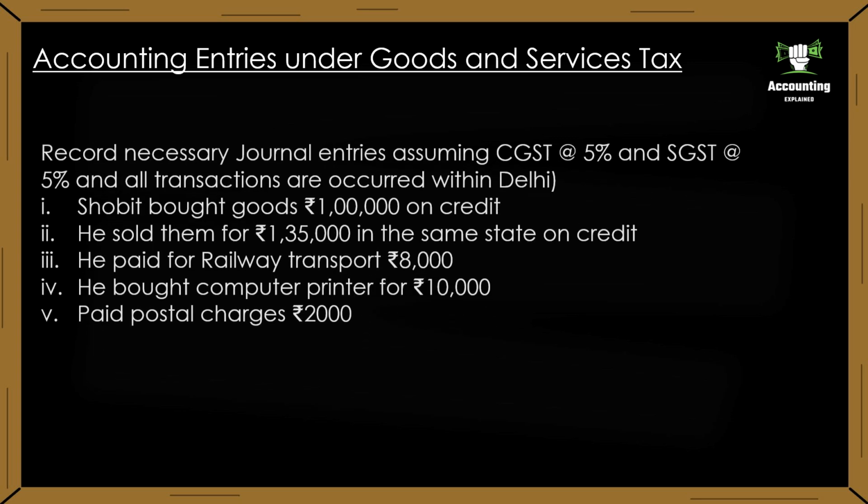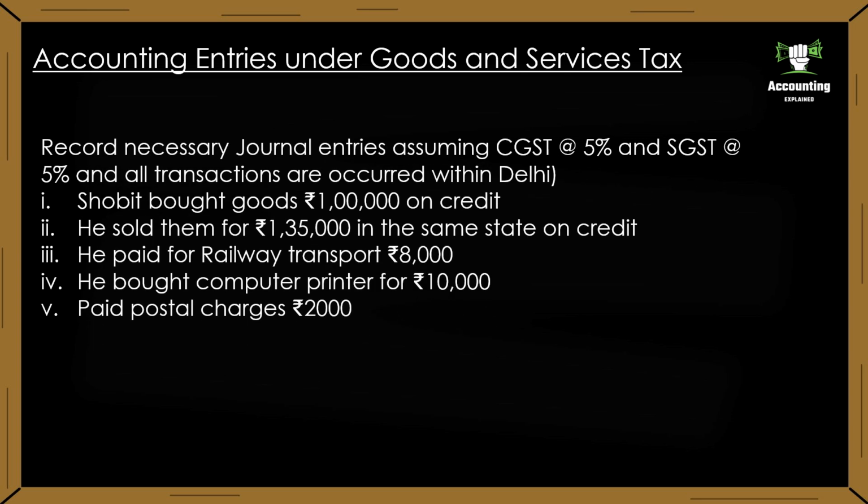Let's solve a problem for journal entries where there are GST transactions. This is the problem which we are going to do now, which I have taken from your textbook. Record necessary journal entries assuming CGST at 5% and SGST at 5%, and all transactions occurred within Delhi. So the originating state is Delhi and the transactions have also occurred within Delhi.